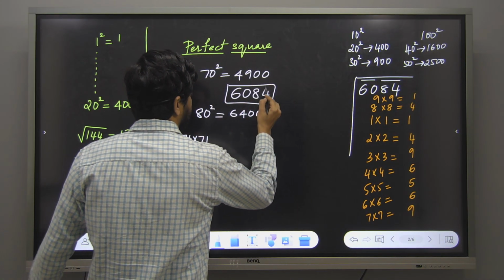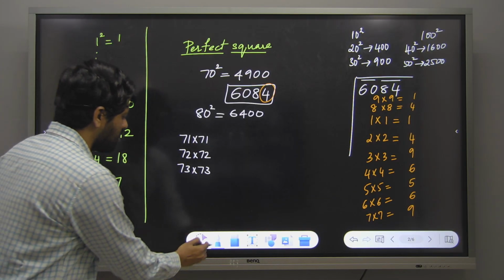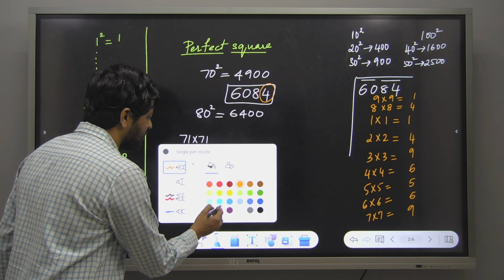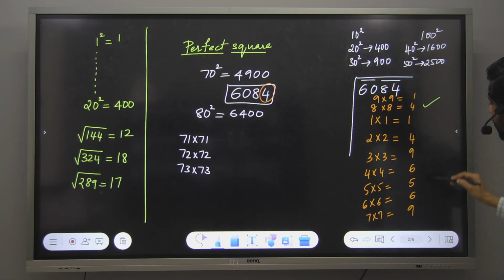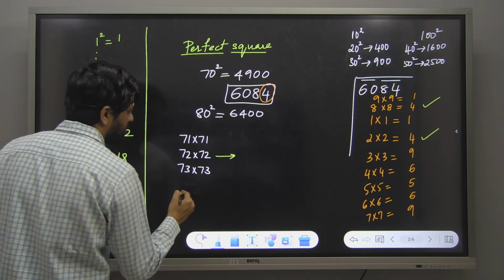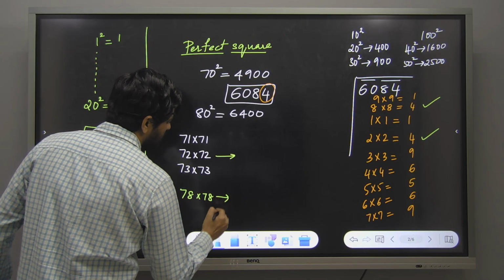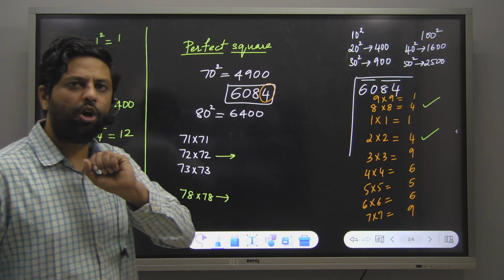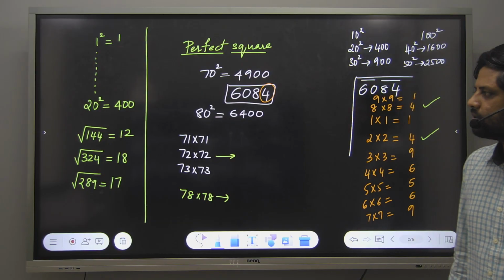So what is the number ending with? The number is ending with 4. Since the number is ending with 4, it either has to be 8 into 8 or 2 into 2, which means it either has to be 72 into 72 or 78 into 78. We are reduced to only two options now, correct?